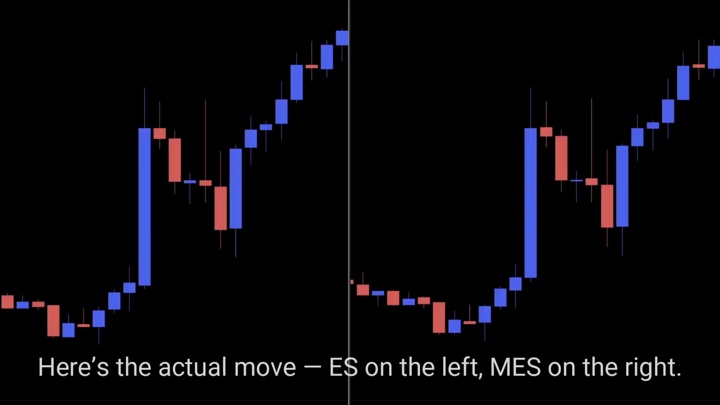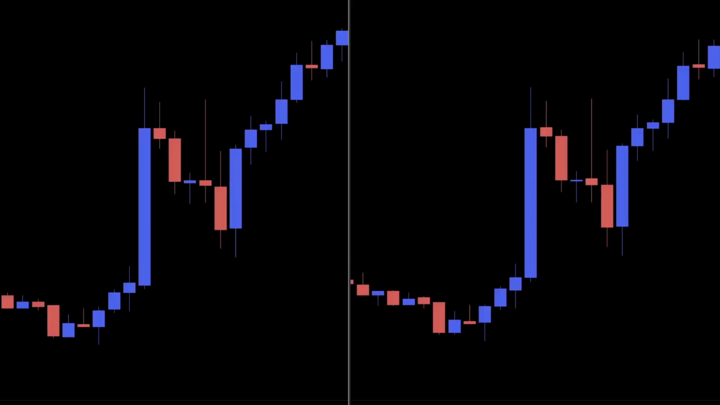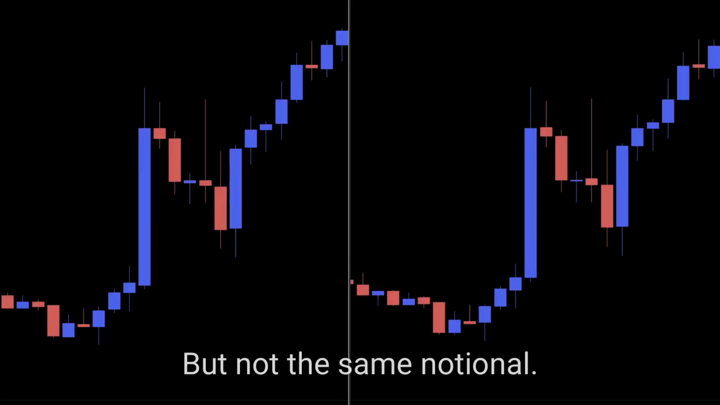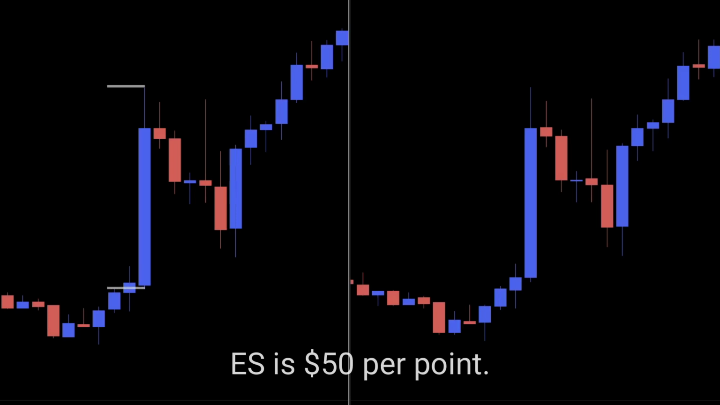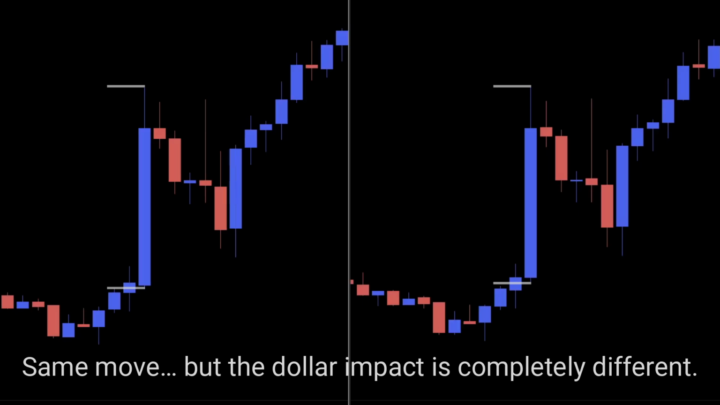Here's the actual move. ES on the left, MES on the right. Same candle, same timestamp, but not the same notional. ES is $50 per point, MES is $5 per point. Same move, but the dollar impact is completely different.